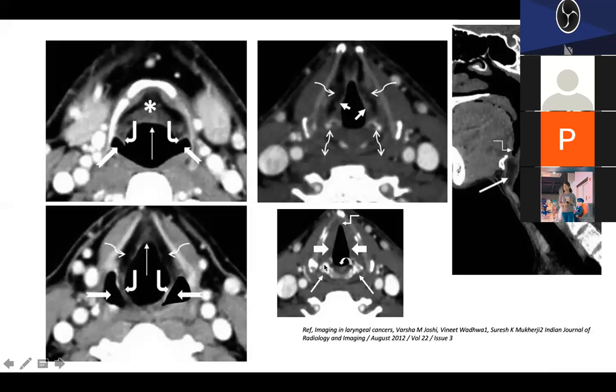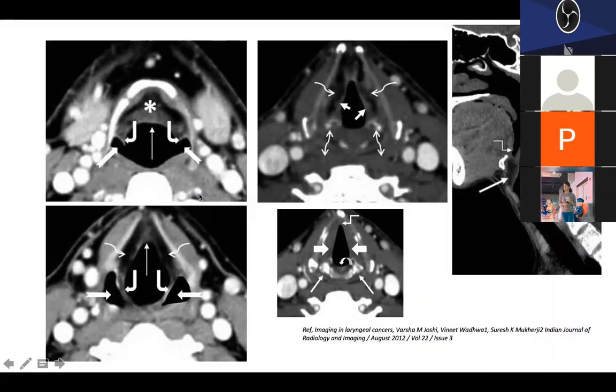You can see the body of the arytenoid, and basically the cricoarytenoid joint. This is the vocal process of the arytenoid. Most of these cartilages will ossify, but this vocal process of the arytenoids will not ossify because they are not hyaline cartilages. These are the very basic structures that you need to know to go to the PET-CT images.